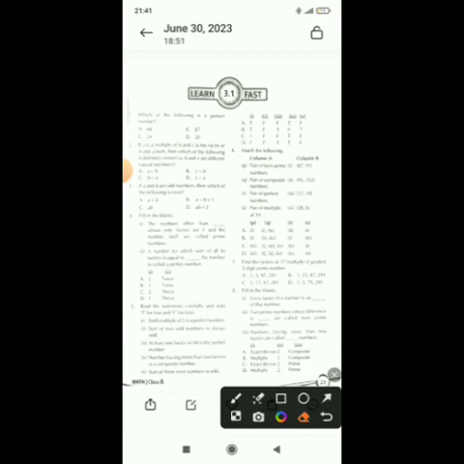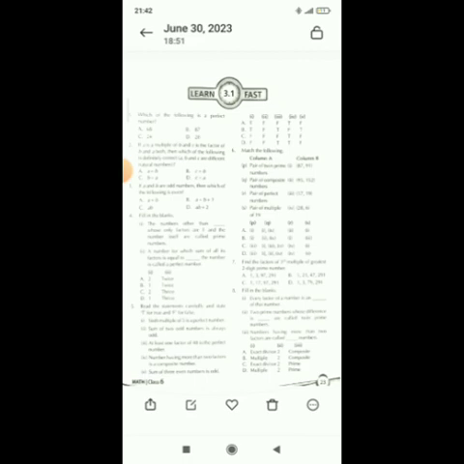So here 2 is our answer. Numbers having more than 2 factors are called composite numbers. You remember the definition, right? So here A is our correct answer again, because exact divisor is the first answer, 2 the next answer, and composite the next answer.